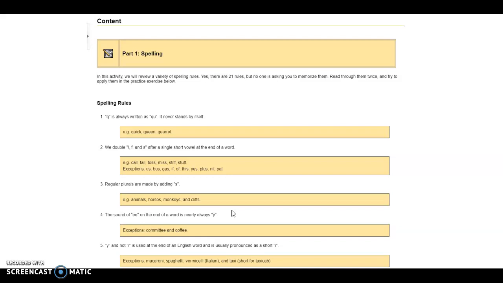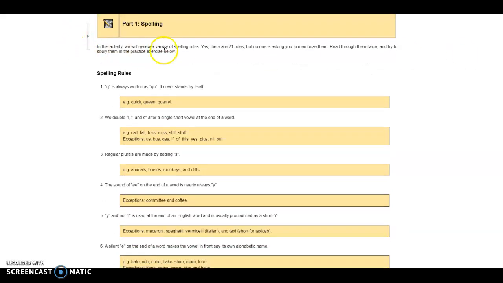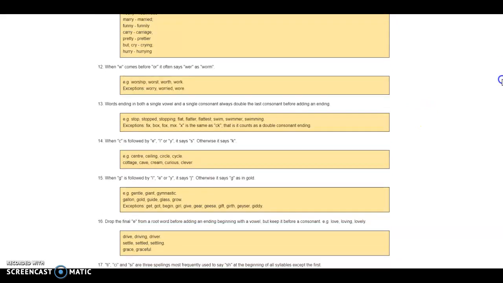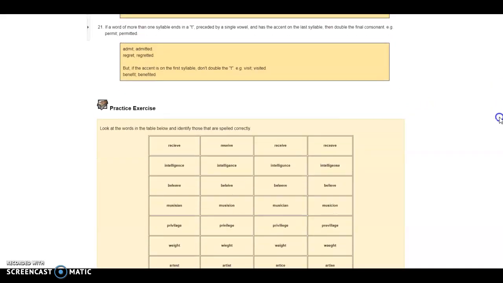We can always check our spelling. Even if we're not a good speller, we can always check it, right? And so that's kind of the reminder here, is that you want to be checking your spelling when you write your assignments in this course. There is a little practice exercise for spelling once you go through the rules.